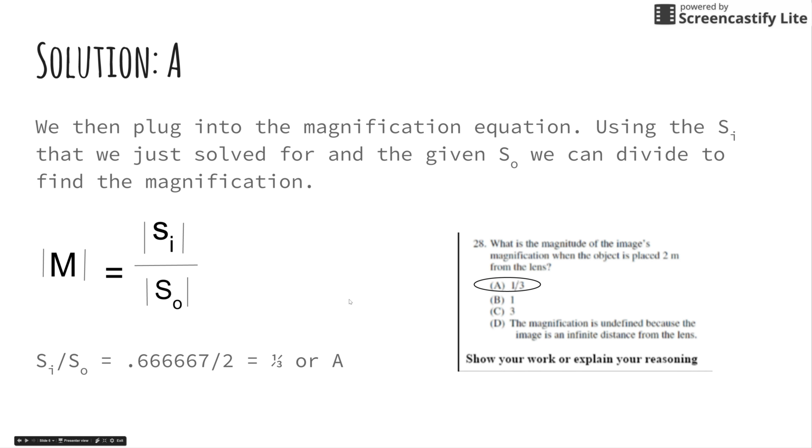From there, since we know SI and SO, we are able to just plug it into the magnification equation. Using the SI that we just solved for and the given SO, we can divide to find the magnification. So it's basically just SI over SO, which is 0.66667 over 2, which ends up equaling 1/3, which is A in the problem.